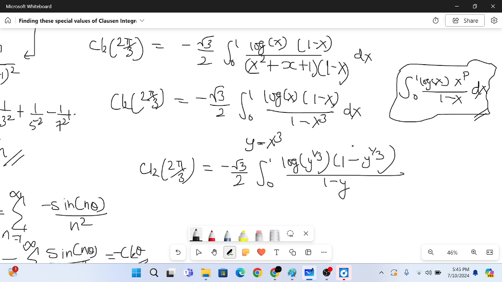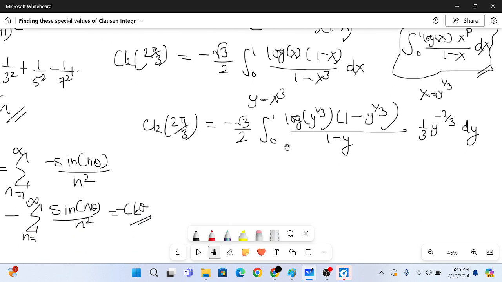Now x is y to the power 1 by 3, so dx will be 1 by 3 y to the power minus 2 by 3 dy. This answer also comes in front because we are taking the log, so we have 1 by 9 in front. CL2 of 2 pi by 3 comes out to be minus root 3 by 2 times 1 by 9 integral from 0 to 1 log of y.